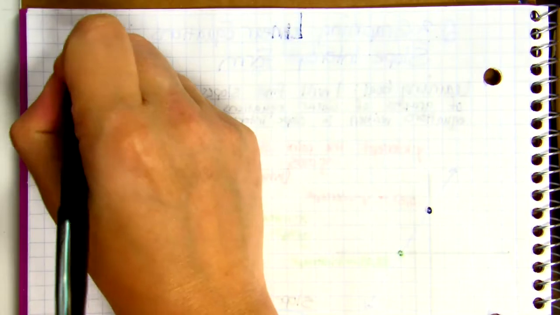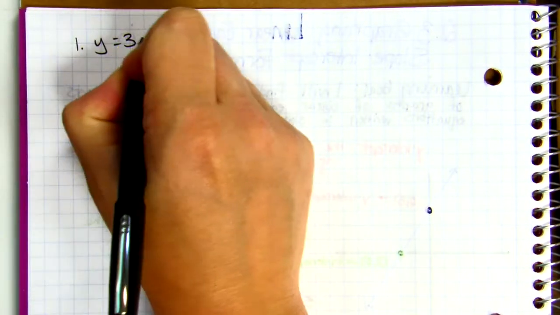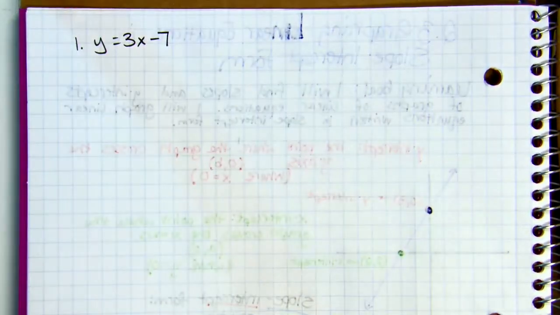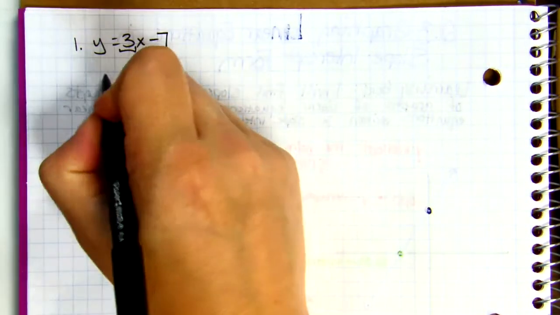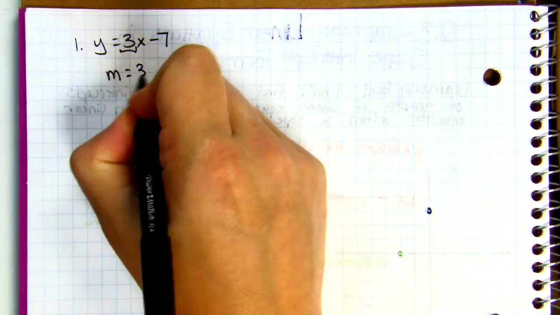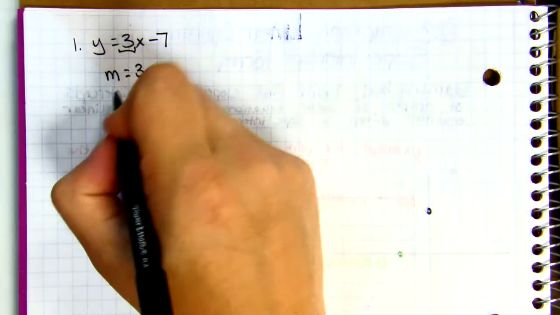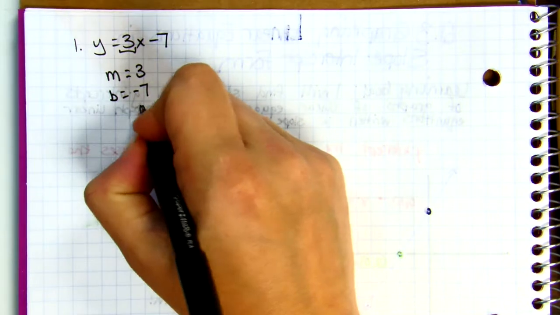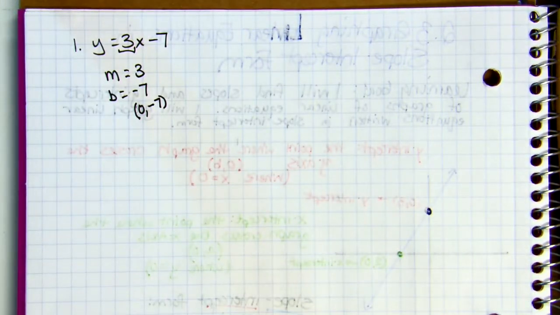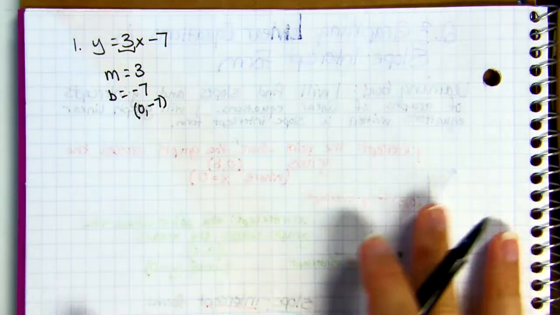Okay, your first problem was y equals 3x minus 7. The slope here is the number in front of the x, so your slope, I'm going to call that m, that's 3. Your y-intercept, or b, is negative 7. Another way of writing that would be 0, negative 7. So both of those would be acceptable. So that was the on your own number 1.